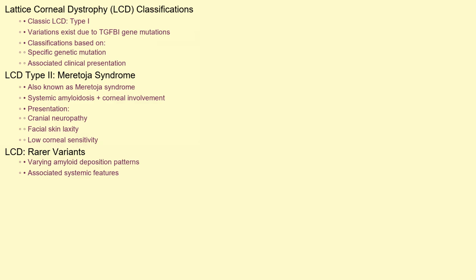Classifications: types. While the classic lattice corneal dystrophy is generally referred to as type I, it's important to note that there are variations in related corneal dystrophies linked to different mutations in the TGF-beta gene. These include lattice corneal dystrophy type 2E, also known as Meretoja syndrome, which involves systemic amyloidosis in addition to corneal involvement. Type I typically presents with cranial neuropathy, facial skin laxity, and low corneal sensitivity. Other rarer variants exist with slightly different patterns of amyloid deposition or associated systemic features. These classifications are based on the specific genetic mutation and the associated clinical presentation.